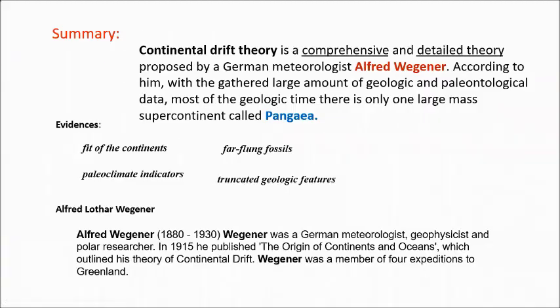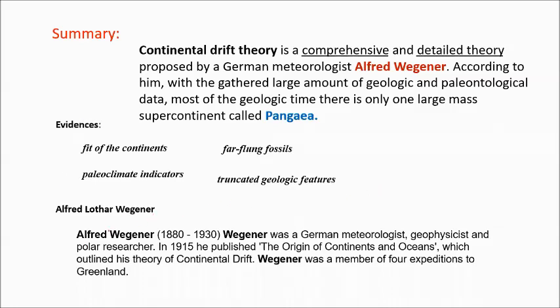Okay, for our summary, continental drift theory is a comprehensive and detailed theory proposed by German meteorologist Alfred Wegener. So according to him, with a gathered large amount of geologic and paleontological data, most of geologic time there is only one large mass, supercontinent, called Pangaea. And we have evidences: fitting of the continents, paleoclimate indicators, far-flung fossils, truncated geologic features.